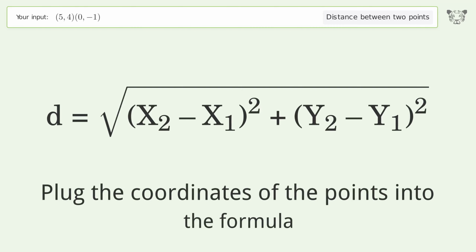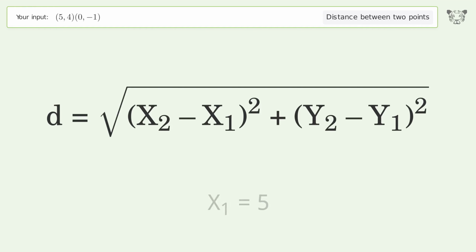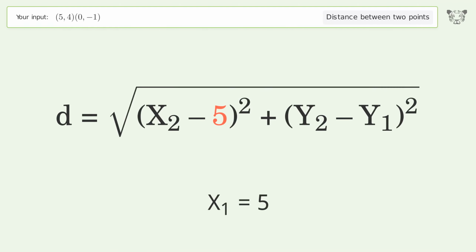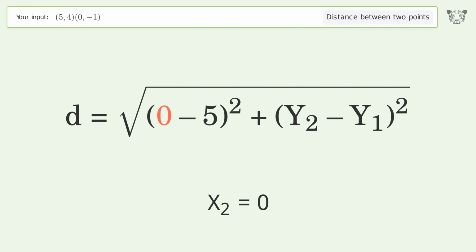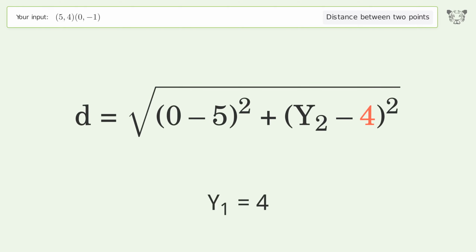Plug the coordinates of the points into the formula. x1 equals 5. x2 equals 0. y1 equals 4. y2 equals -1.